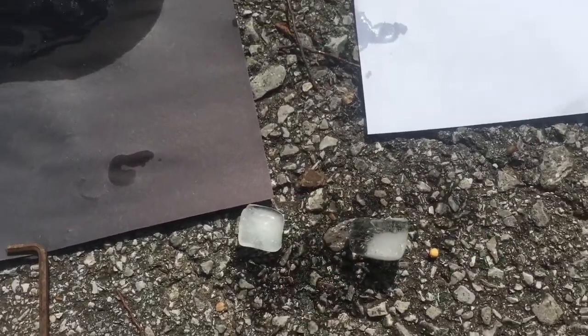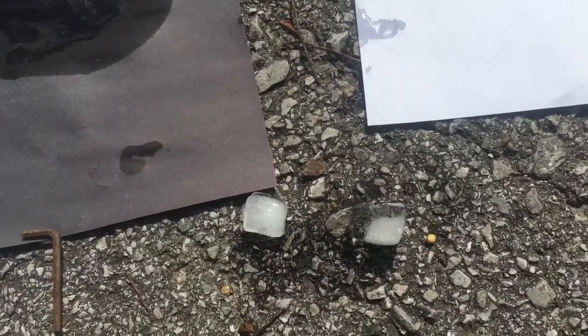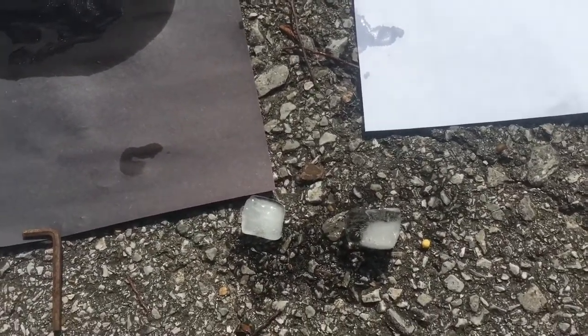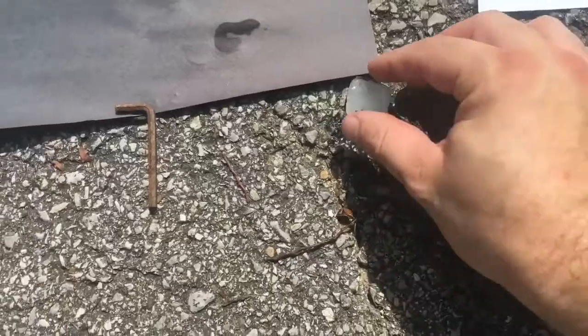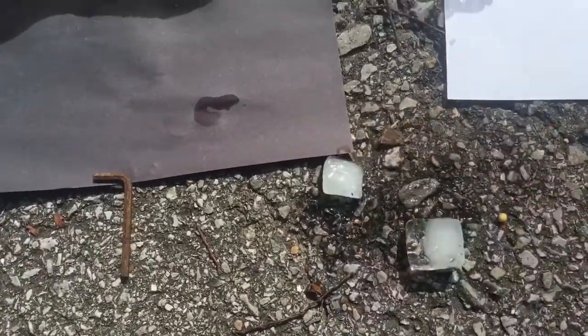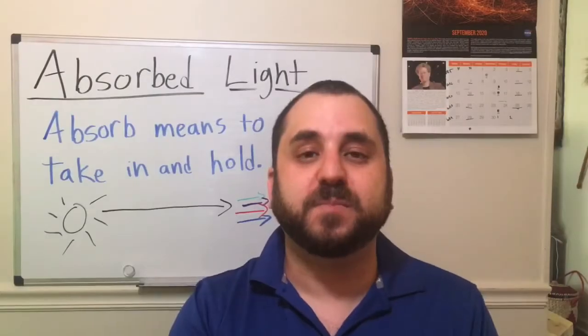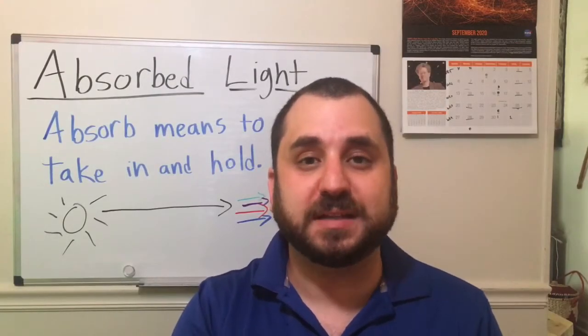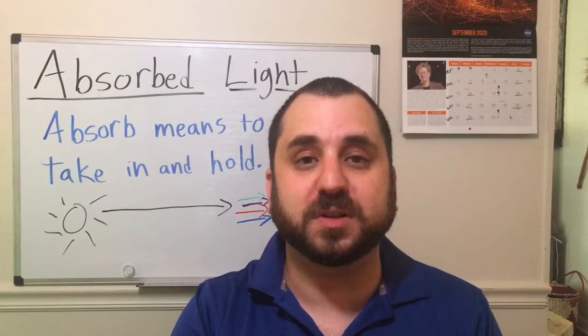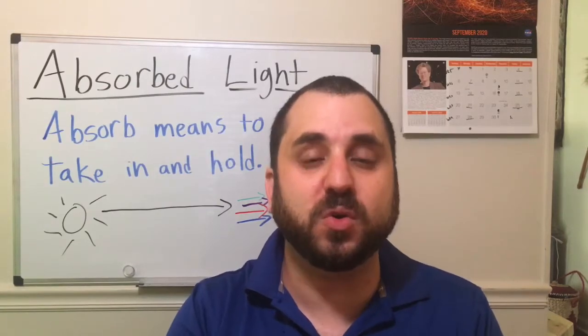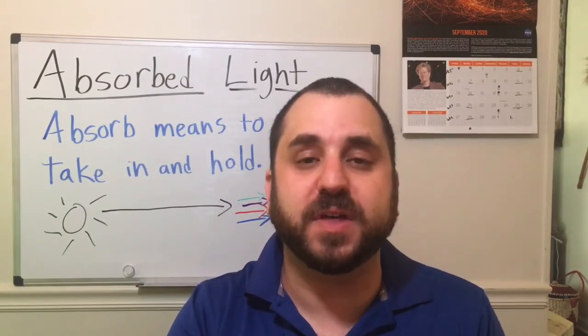Now, who can explain why the ice that was on the white paper is not as melted as the ice that was on the black paper? Welcome back. I hope you had some really great ideas about why absorbed light will heat up more quickly on the black paper than on the white paper.